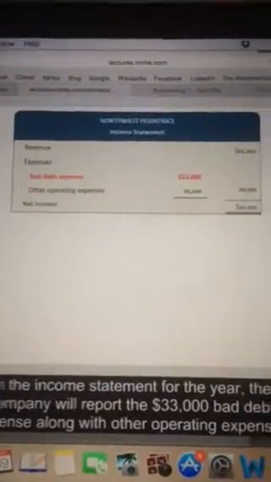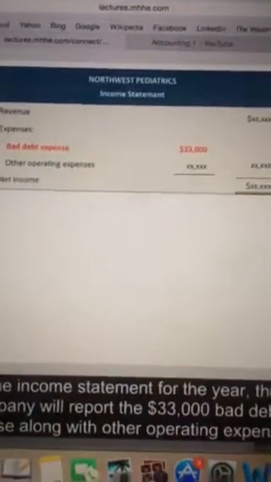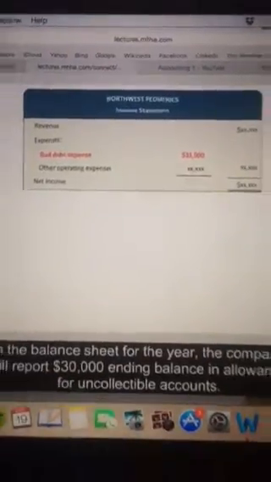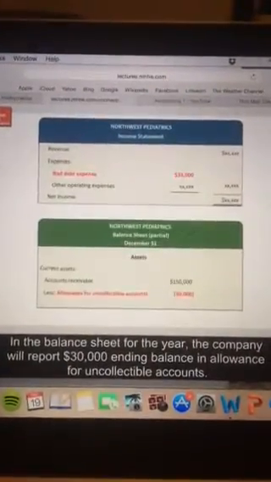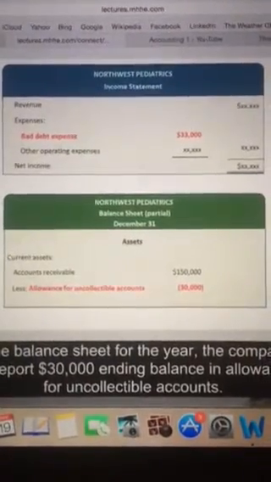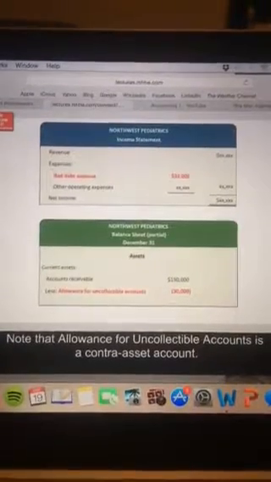In the income statement for the year, the company will report the $33,000 bad debt expense along with other operating expenses. In the balance sheet for the year, the company will report the $30,000 ending balance in allowance for uncollectible accounts. Note that allowance for uncollectible accounts is a contra asset account.